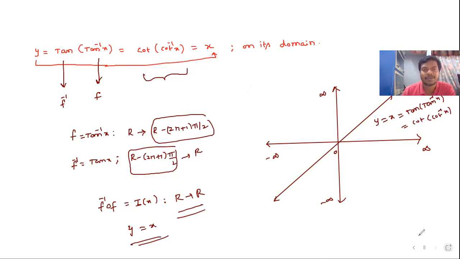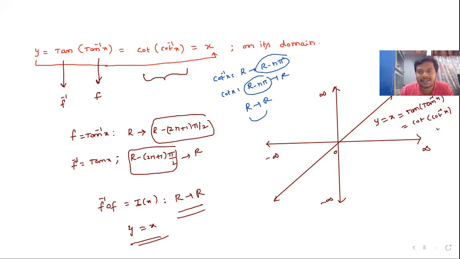Next, we will discuss the graph of secant inverse of x and cosecant inverse of x. See here, for this graph, cot inverse of x first. The cot inverse of x graph is defined from R to R minus n pi, and the cot x graph is defined from R minus n pi to R. Both are the same here. Therefore, its composite function is defined from R to R like this.